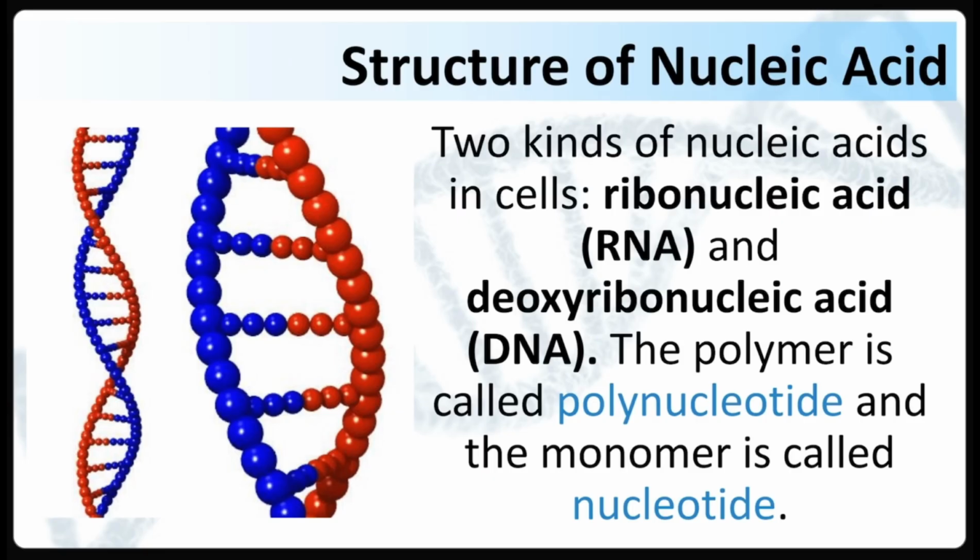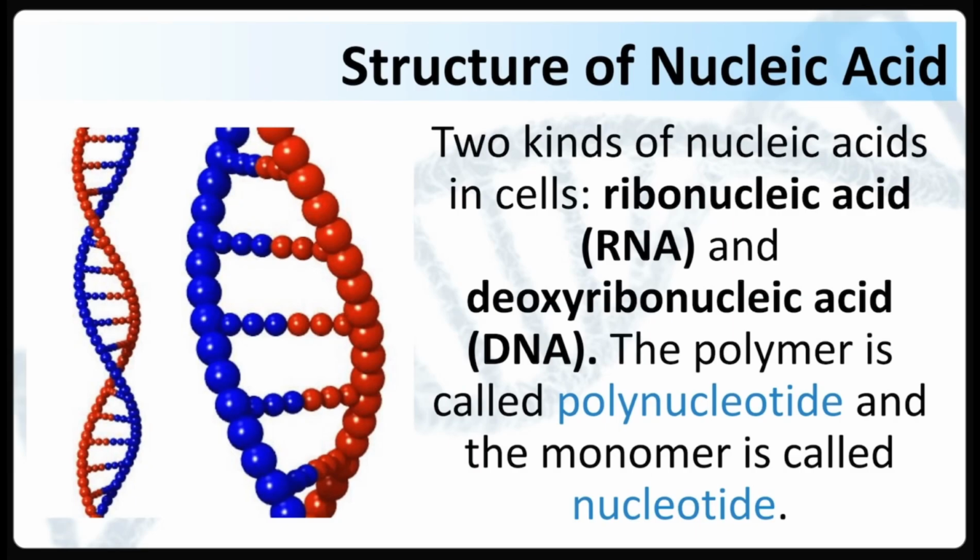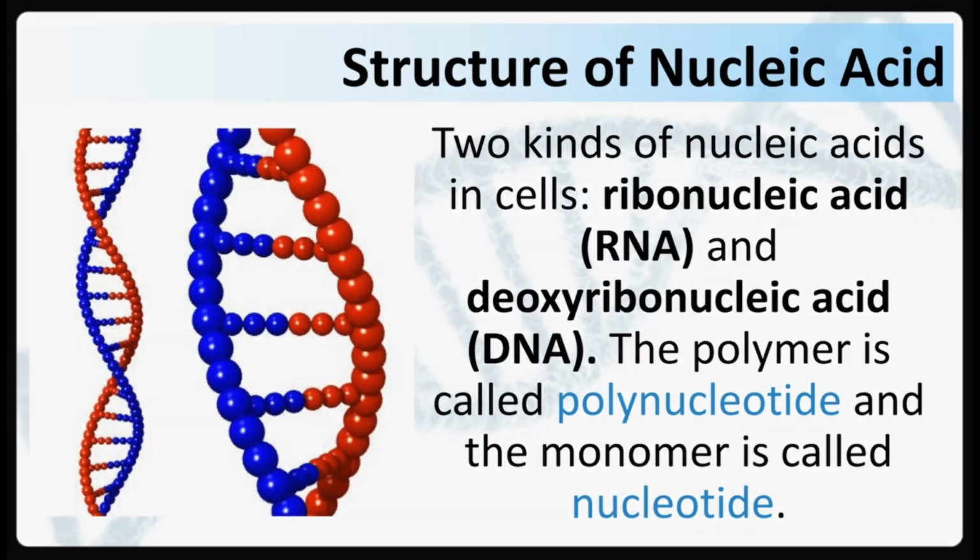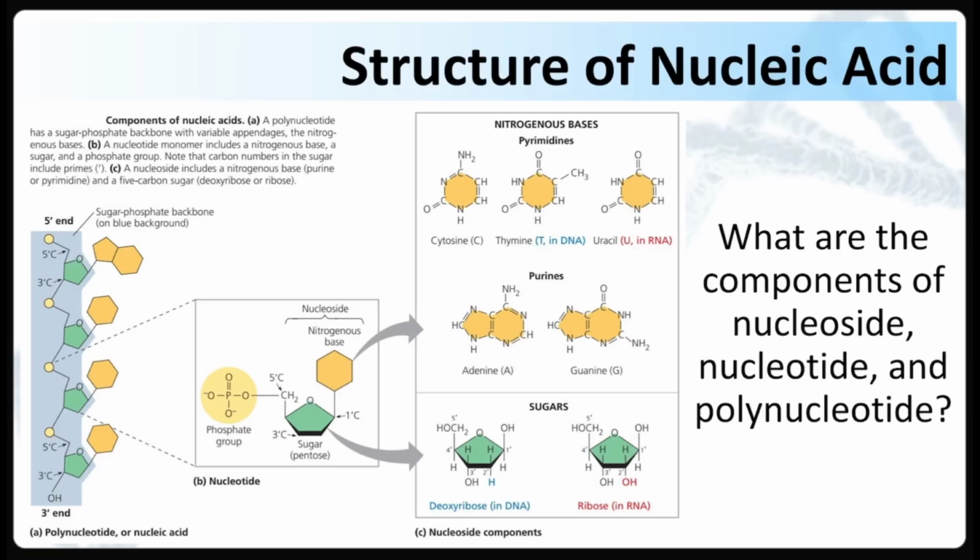Now, two kinds of nucleic acids in the cells, as I mentioned earlier, are the RNA or the ribonucleic acid and the DNA or the deoxyribonucleic acid. The polymer is called polynucleotide, and our monomer, which is the building block of nucleic acids, we call a nucleotide. Take note of that. Okay, let's go back. Polynucleotide is the polymer. Nucleotide is the monomer. Okay?